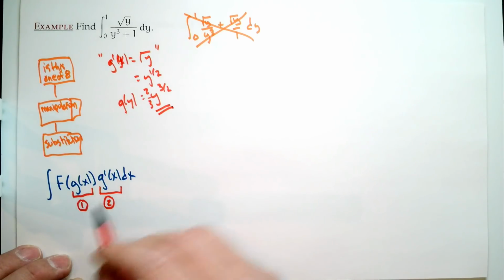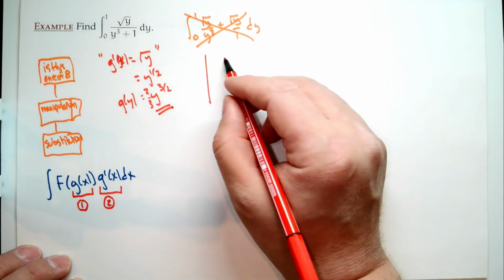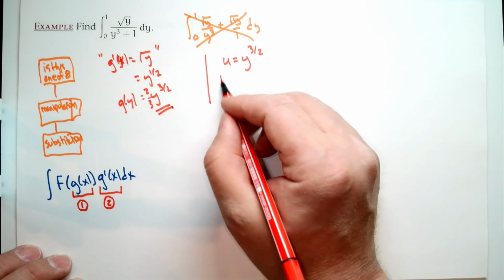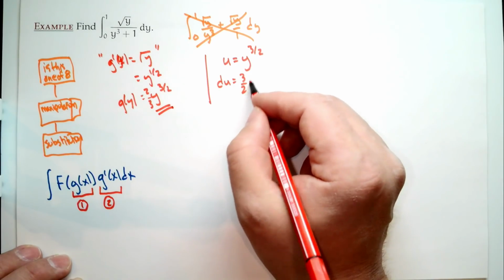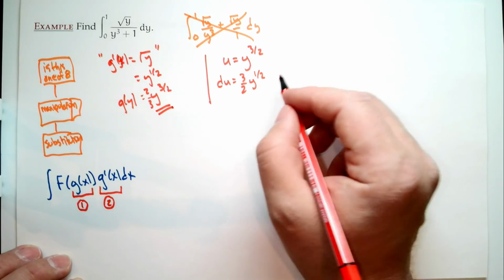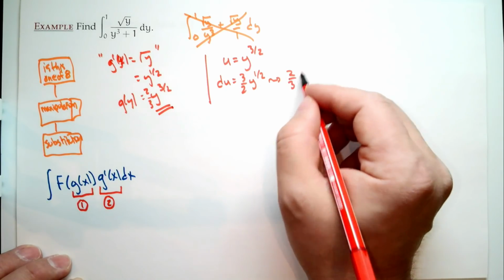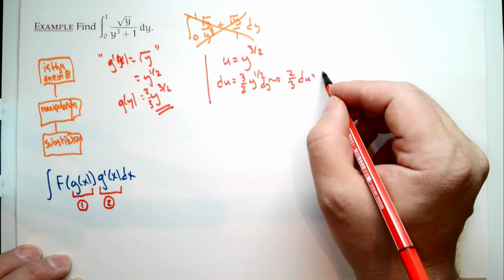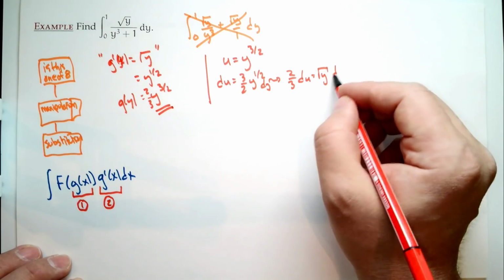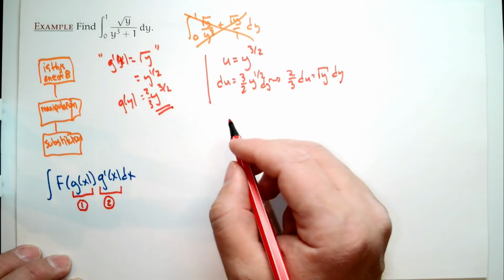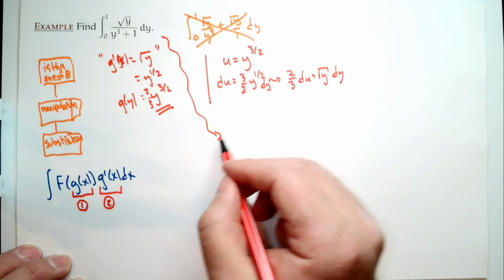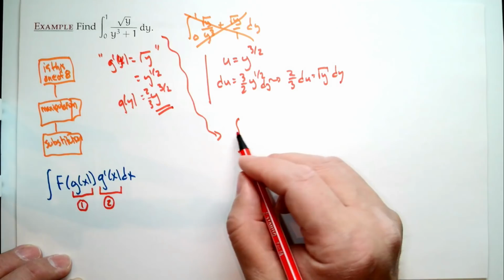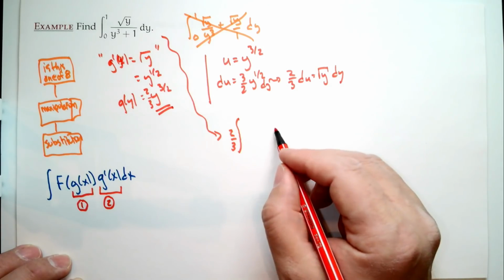All right, so looking for our possible substitution, we said, well, what about u equals y to the 3/2? Then in that case, du is 3/2 y to the 1/2 dy, or, said another way, 2/3 du is square root of y dy. And now we say, well, what does that become to our integral? Well, the square root of y dy becomes a 2/3, which I can pull out, du.